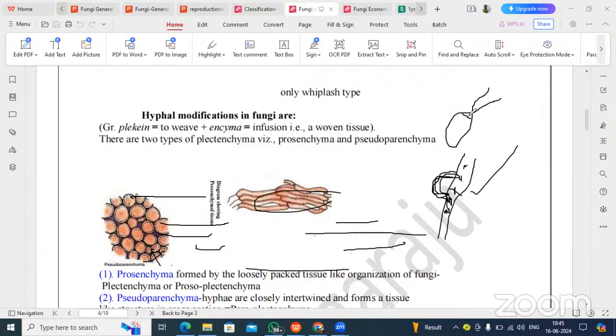Mastigomycotina fungi all have flagella. You know Pythium, Phytophthora, or some of the disease-causing pathogenic fungi, they have flagella. But the remaining fungi, Zygomycotina, Ascomycotina, Basidiomycotina, Deuteromycotina, even Myxomycotina, have no flagella. Only the one.